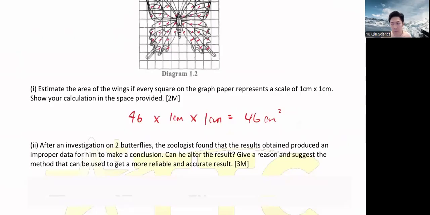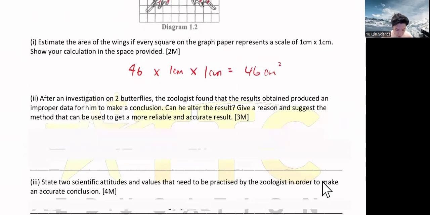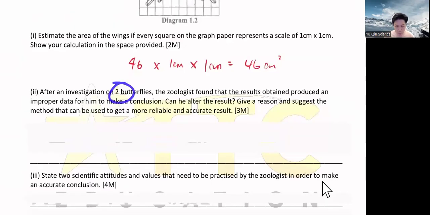Okay? Easy, yeah. If you're 47, then you write 47 cm squared. If you're 45, 45 cm squared. Okay? After an investigation on 2 butterflies, zoologists found out that the result obtained is improper data. So, question number 1, can he change the result? Number 2, reason and suggest a method that is better.